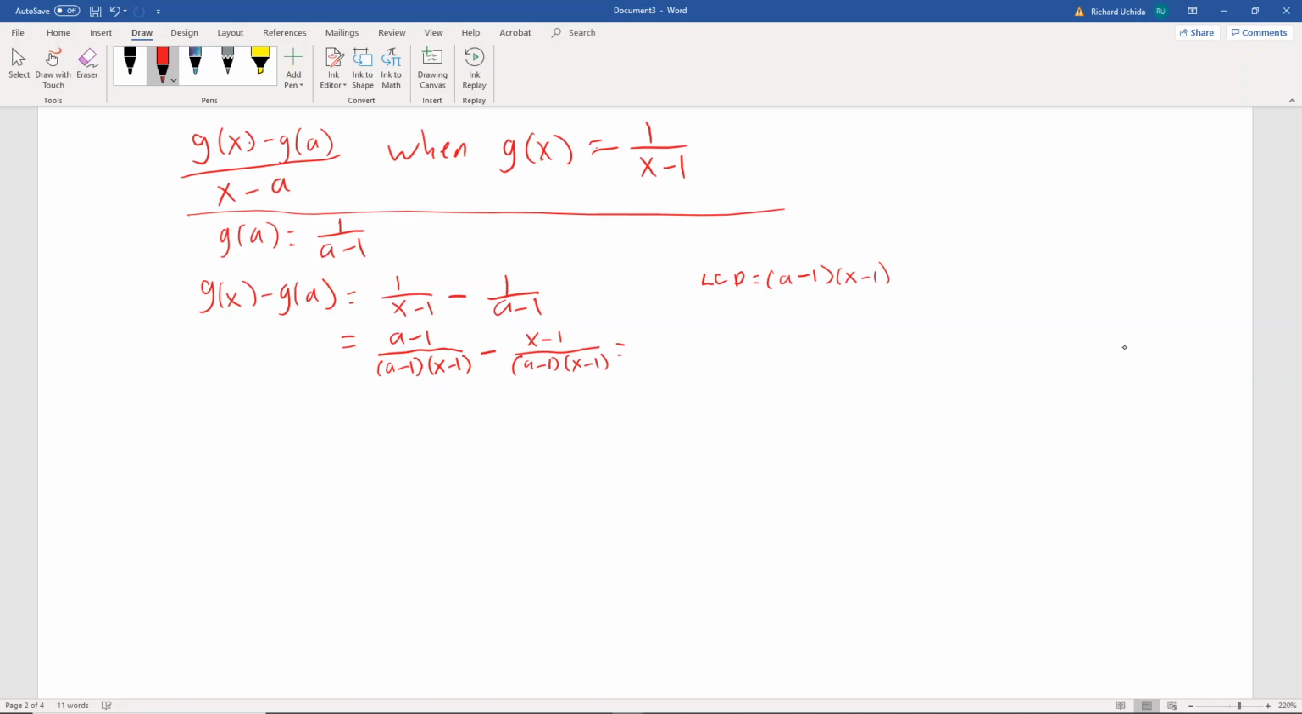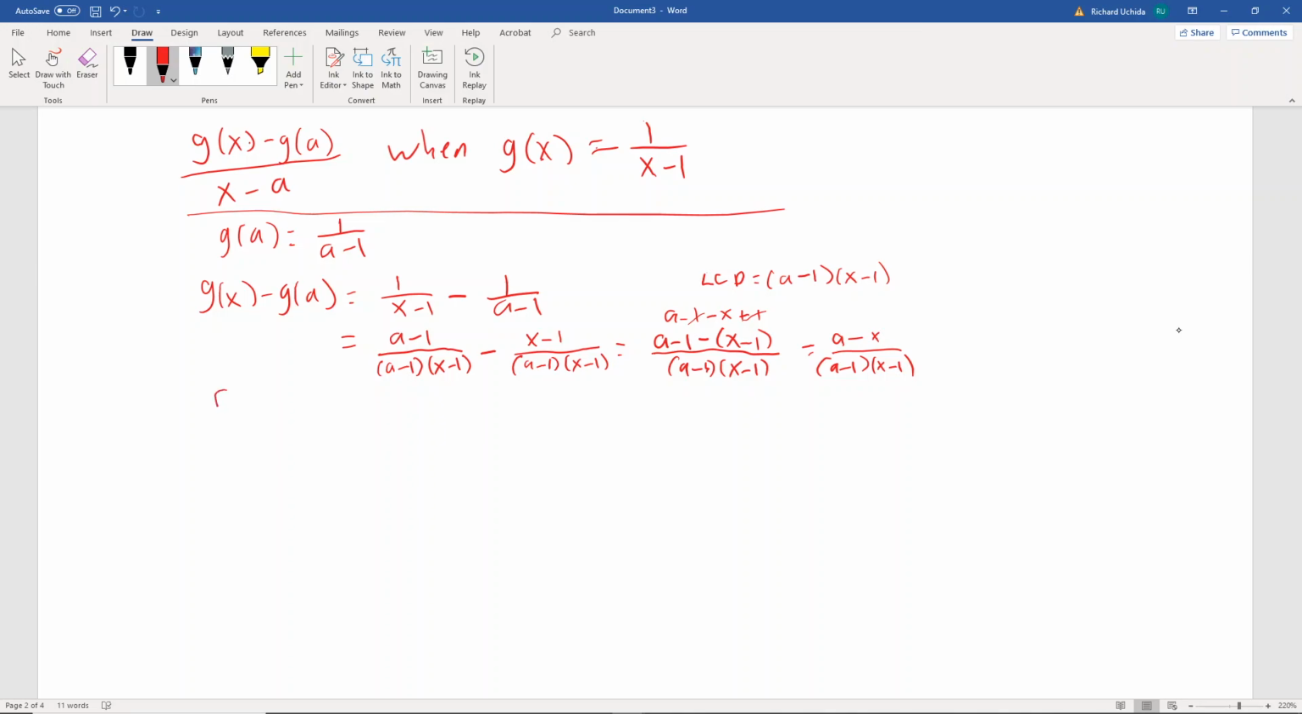So now that they have a common denominator, you just subtract their numerators. But remember, this minus sign is for all of that numerator. So writing it as one fraction with that common denominator, we'd have that a minus 1, and then minus all of the numerator of the second fraction, so x minus 1 inside that parentheses. So let's see, distributing that, we'd have a minus 1 minus x plus 1. So those 1s and the minus 1 would actually cancel. So that would be a minus x over a minus 1 times x minus 1. And then remember, that's not what we were trying to find. We weren't trying to find g of x minus g of a.